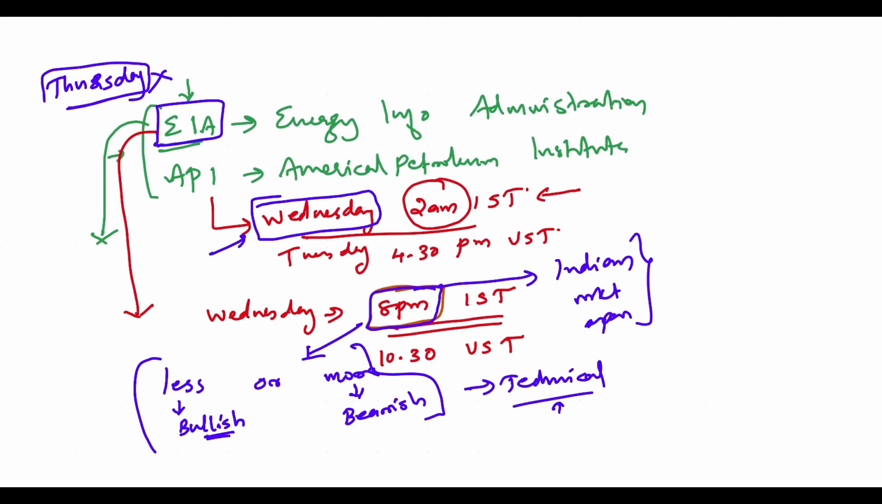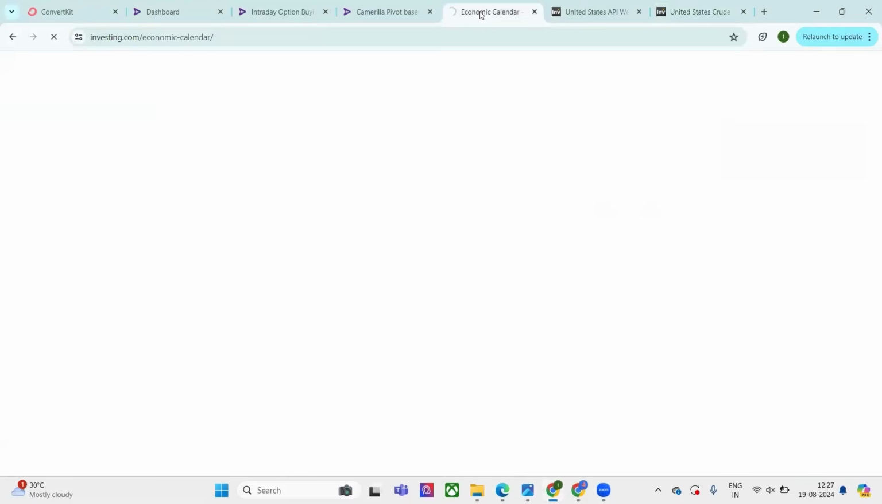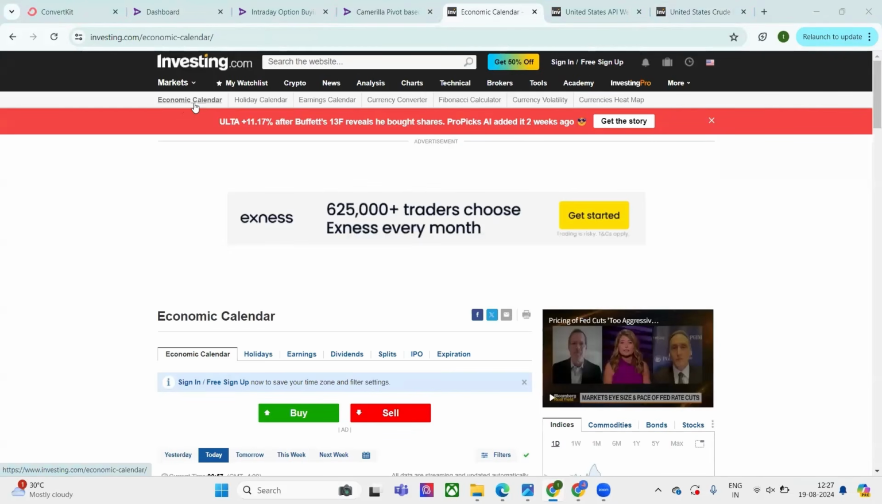Now, where can you find all these things? Let's look at that. What you need to do is go to investing.com. The other websites I'll also mention. So go to investing.com, and there you can see the economic calendar. In the economic calendar, you can get all the important events.